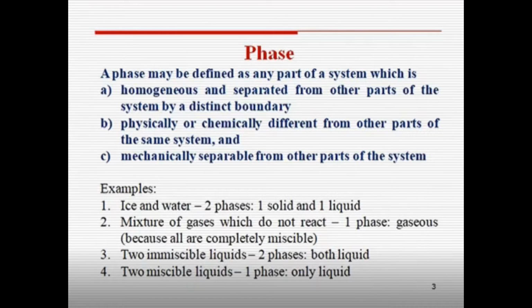Some examples are, number one, ice and water. There we have two phases, one solid and one liquid phase. Second, a mixture of gases which do not react. Here we have only one phase, that is the gaseous phase. Third example is of two immiscible liquids like water and benzene. There we have two phases, both liquid. And the last example is of two miscible liquids, for example, water and alcohol. Here we have only one phase.